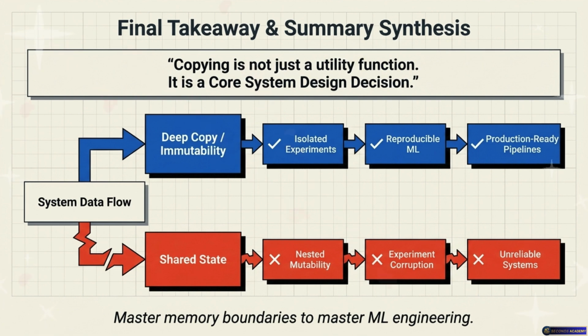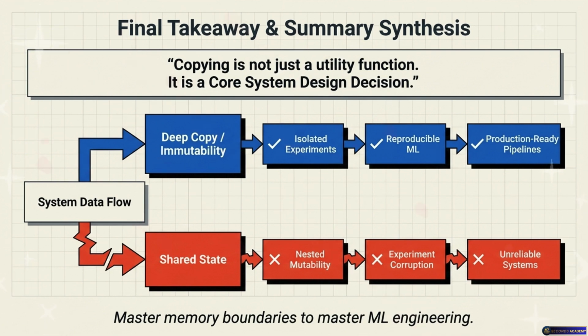It really is night and day. How do we synthesize all of this into a repeatable daily workflow? Professional ML systems are built on a foundation of structural paranoia. I love that phrase, structural paranoia. It's true. You isolate configurations. You aggressively avoid shared state. You enforce immutability wherever the system allows it.